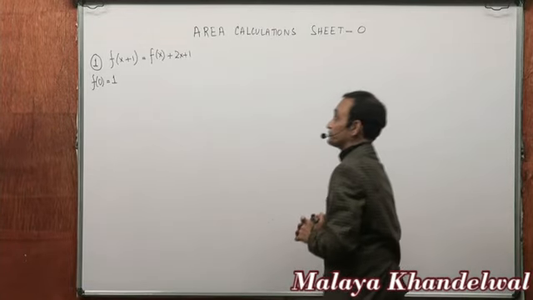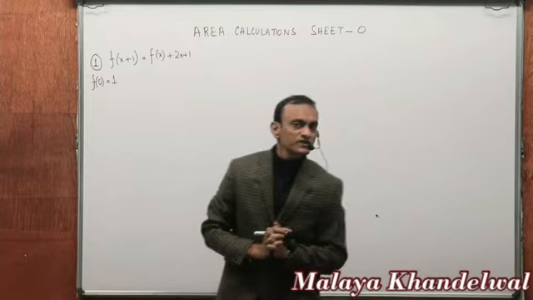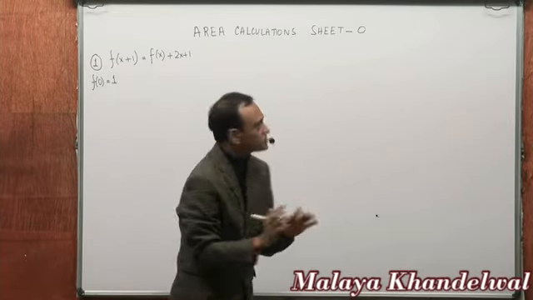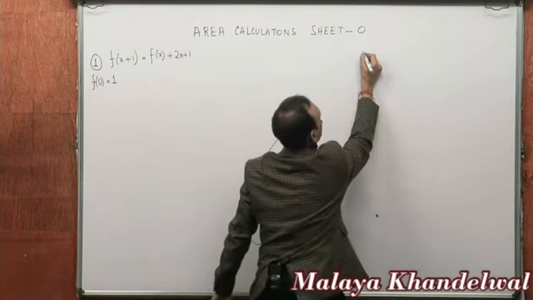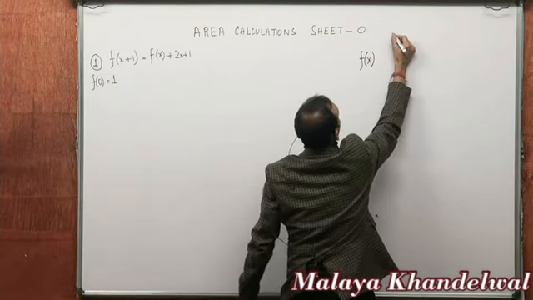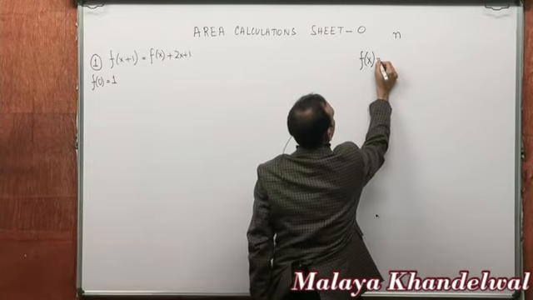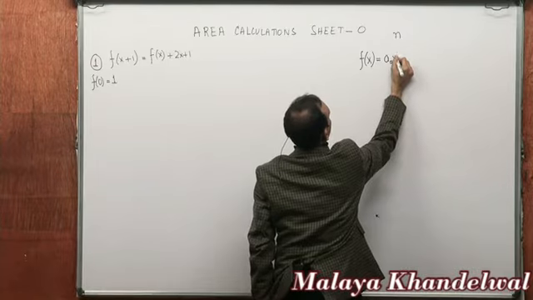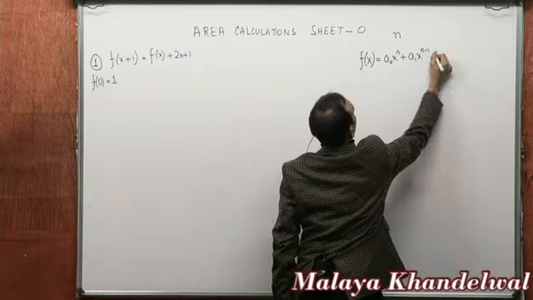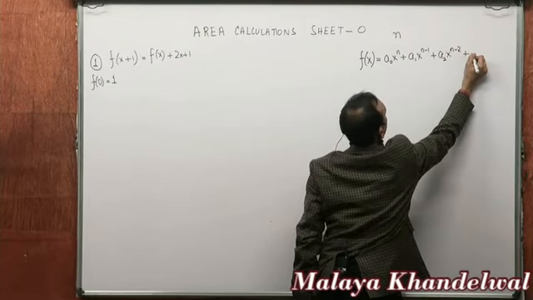We want to first find the function, so let's first obtain f(x). Since we know it's a polynomial function, and we do not know the degree, let's say the degree of the polynomial is n. So f(x) must be like a0 x^n + a1 x^(n-1) + a2 x^(n-2) + ... + an.